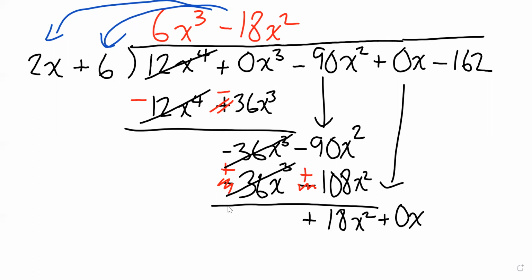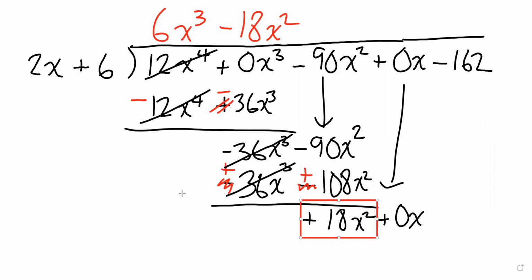All right, let's get rid of these blue arrows up here and let's focus on the leading terms. The current leading term in the dividend is positive 18x squared, and the leading term in the divisor is still 2x. So what will we multiply by 2x to get 18x squared, more specifically positive 18x squared? Well, positive times positive is positive, so we need a plus here. To turn 2 into 18, we multiply by 9. And to turn x into x squared, we multiply by another x.